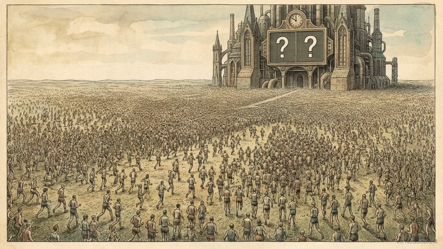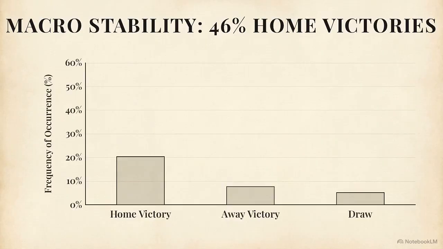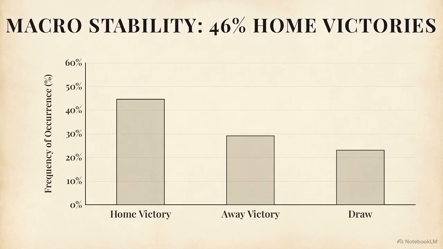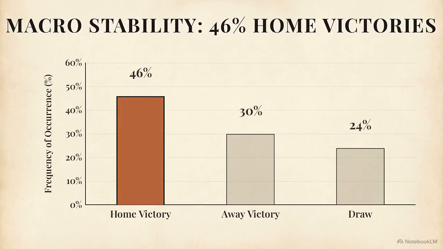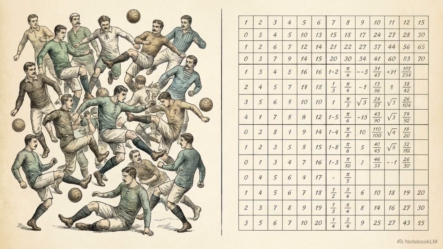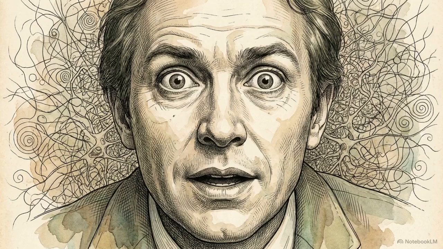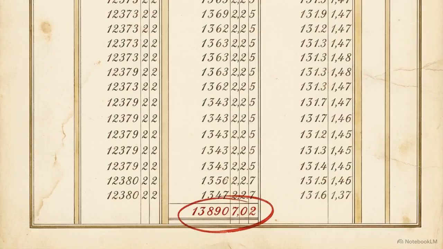Now look at this chart tracking 10 years of data from the German Premier League. Over a decade, exactly 46% of all games end in a home victory, with a standard deviation of just 2%. The exact same system produces two entirely different realities. To the fan watching a single game, the system is chaotic. To a stadium operator analyzing seasonal aggregates, the system operates with mechanical, predictable precision.